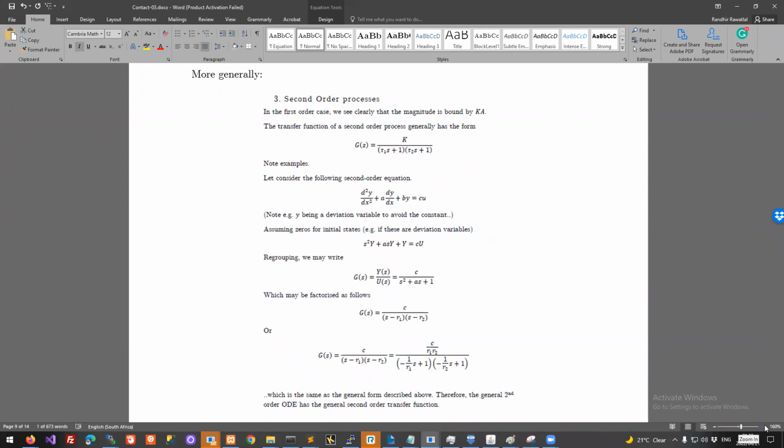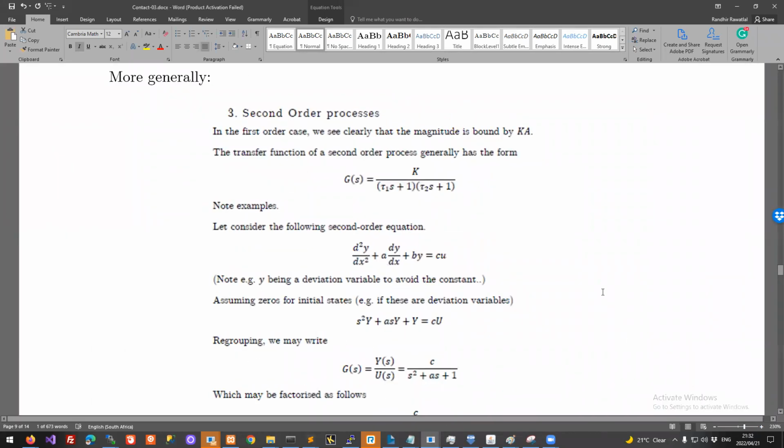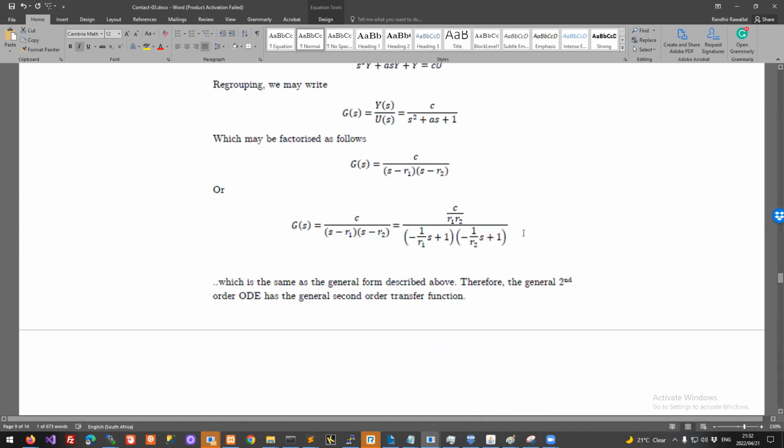Now, there are a couple of interesting things that happen in our second order processes that don't happen in the first order case. The first order case was kind of boring. If you think about what happened with the step increase, it just exponentially went up and saturated to a new steady state. So let's see what happens in our second order case.